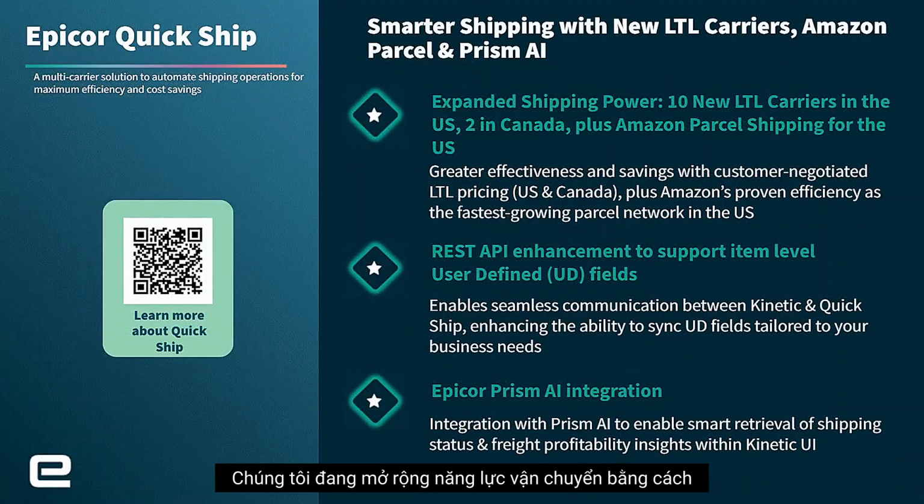We are expanding your shipping power by adding 12 new LTL carriers to QuickShip, which brings us to 22 total LTL carriers available. And since Amazon Shipping is the fastest growing parcel carrier in the US, the QuickShip team has also added this to our superpowers. And last but not least, we are integrating with Prism AI to bring you shipping status and freight profitability insights within Kinetic.